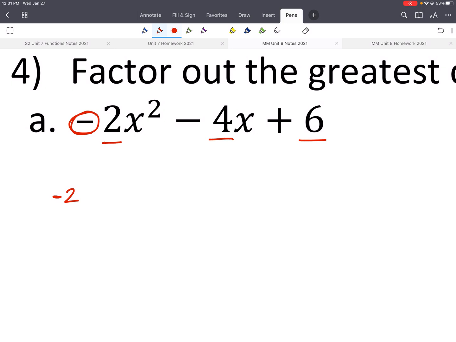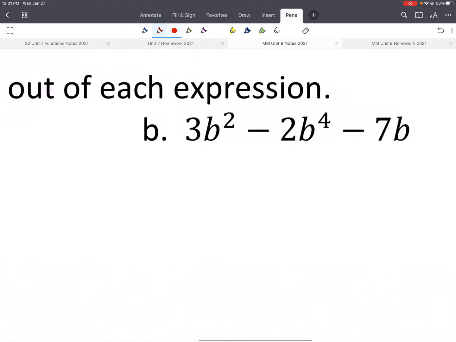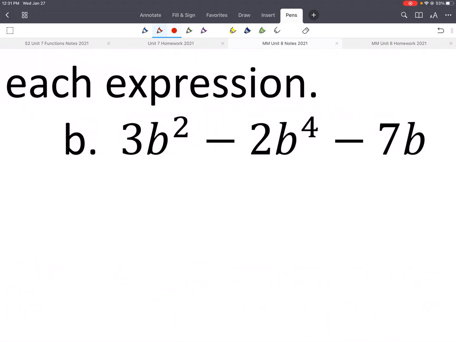And this is another reason why it's really important to put your terms in standard form. If you look at these numbers, what's the greatest common factor for 3, 2, and 7? The only thing that goes into that is 1, so our greatest common factor is just 1. We'd look at the variables: we have a b squared, a b to the 4, and a b to the 1. So the smallest would be b to the 1, or just b.